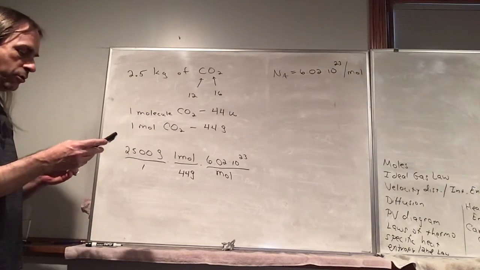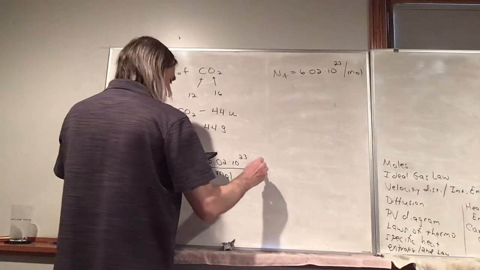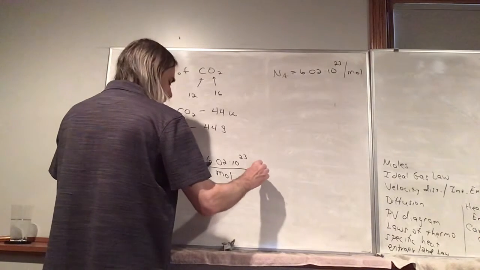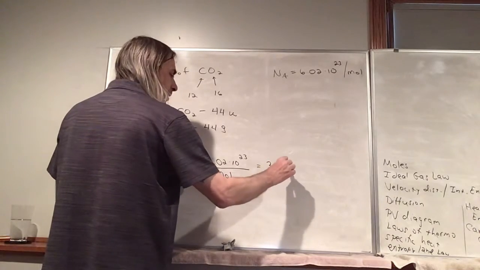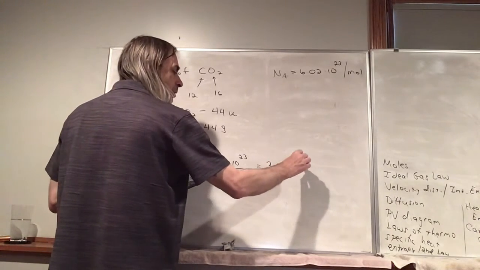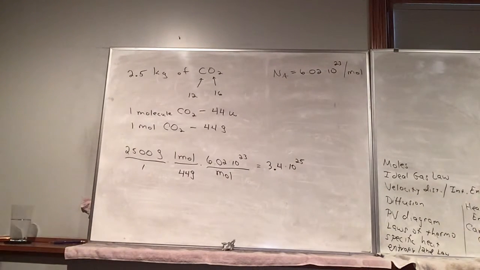And to get to the number of molecules, I'm getting like 341 times 10 to the 23rd, or let's say 3.4 times 10 to the 25th power. So again, a very large number, but that's the number of molecules in 2.5 kilograms of carbon dioxide.